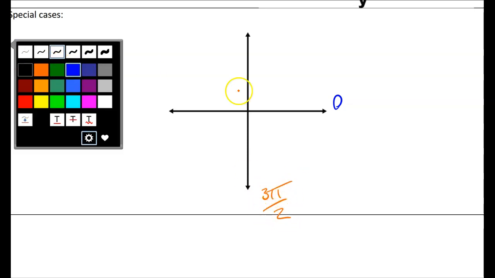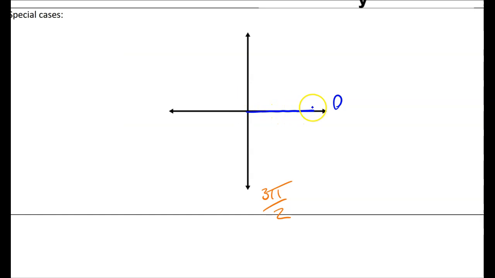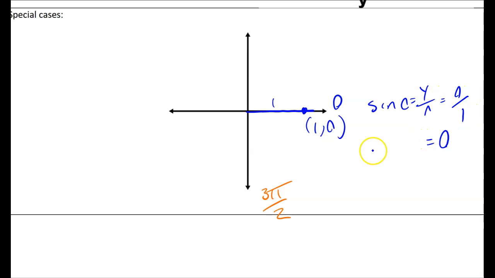Okay, so if I draw in a line segment here, and notice I've left my scale, so I can just kind of pick one. Well, an easy one to pick would be, let's make this length 1. This point then would be 1 comma 0. Sine of 0 is y over r, right? Which is 0 over 1, which is just 0. So sine of 0 is 0.